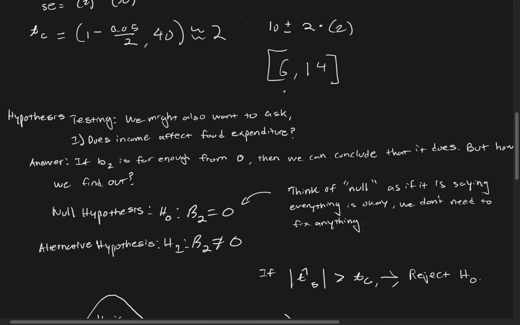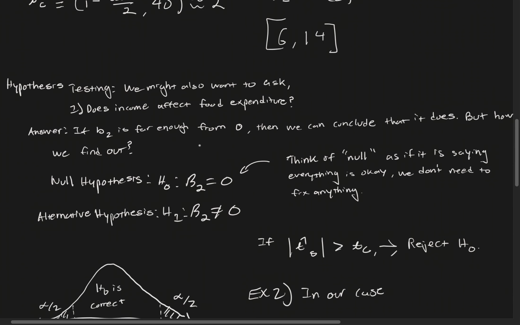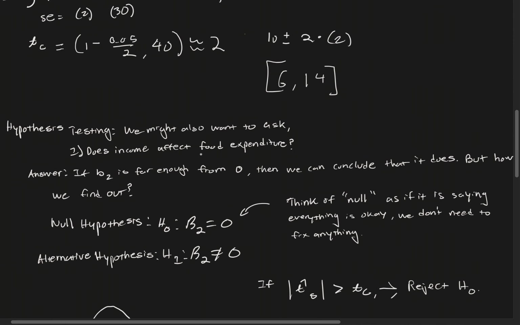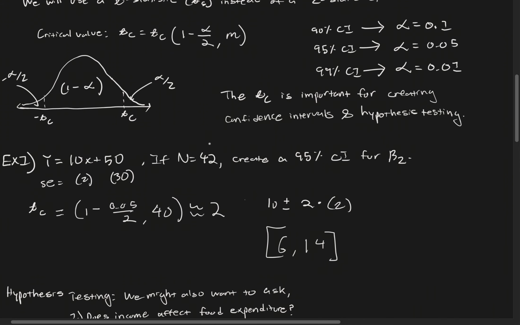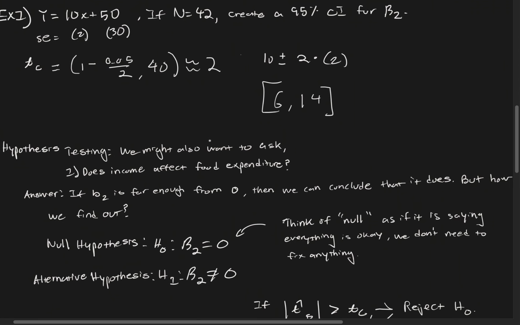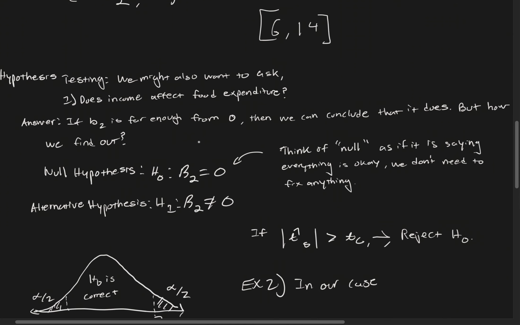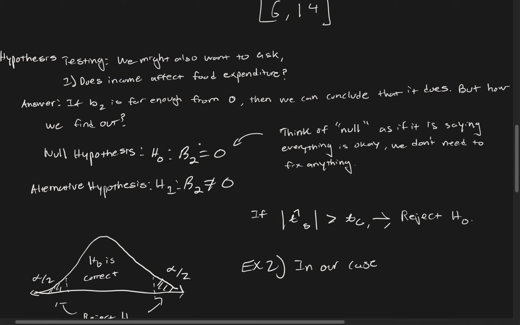All right, so let's move on from confidence intervals. Let's say we want to ask how income specifically affects food expenditure. Or does income affect food expenditure? So we're not creating a confidence interval, although we can do that later for this question. Essentially what we're asking is, is beta 2 or b2 far enough from 0 so that we can conclude that it actually does affect food expenditure, right?